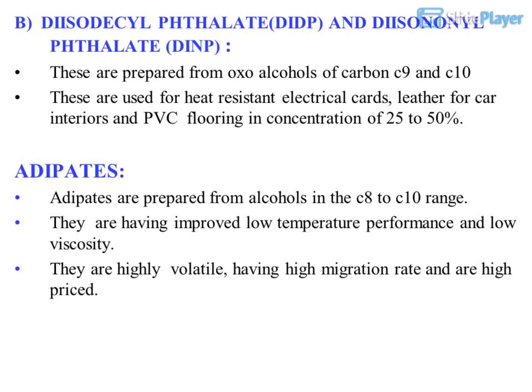Diisodecyl phthalate DIDP and diisononyl phthalate DINP. These are prepared from oxo alcohols of carbon C9 and C10. These are used for heat-resistant electrical cords, leather for car interiors and PVC flooring in concentration of 25 to 50%.